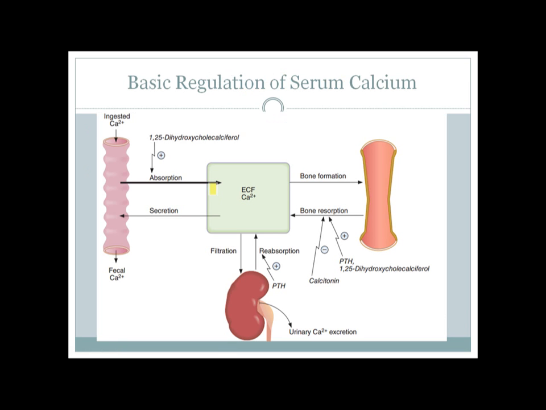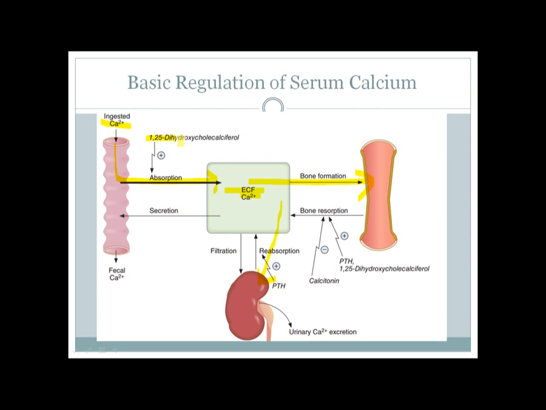Here is a picture which shows you the basic regulation of serum calcium. The way calcium goes in and out of your body is like this. You eat food that contains calcium. This calcium is absorbed from your gut, goes to the blood, and then it can either go to bone or be excreted through the kidney. Those are the major ways calcium can go, and the stimulators and inhibitors of those ways are three.